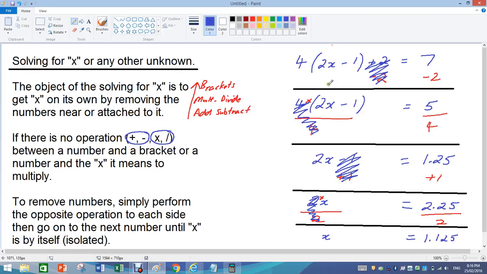So let's double check that now to see if we're right. The original question was 4, then bracket 2x minus 1 and plus 2 equals 7. And then we found out that x equals 1.125. So if we put in 1.125 for x, we should get 7. So let's check that.